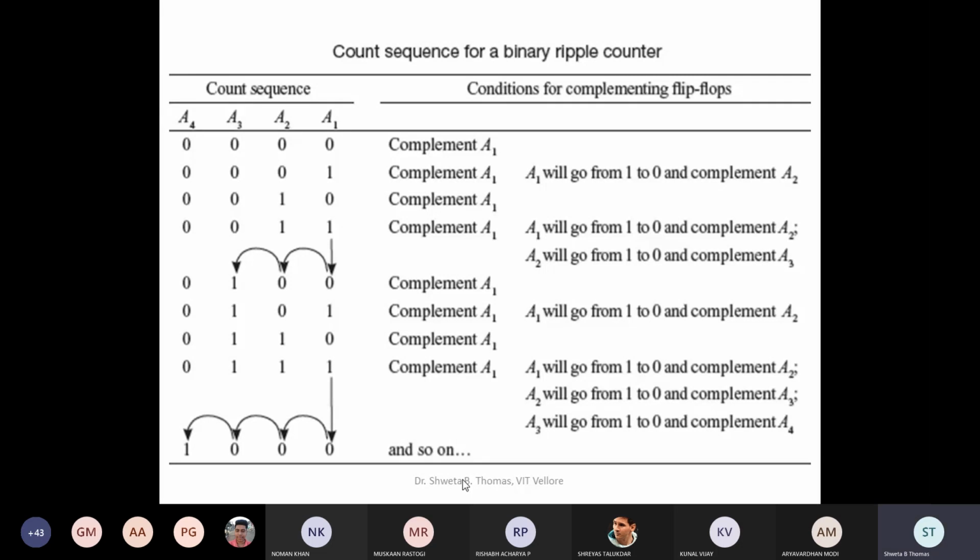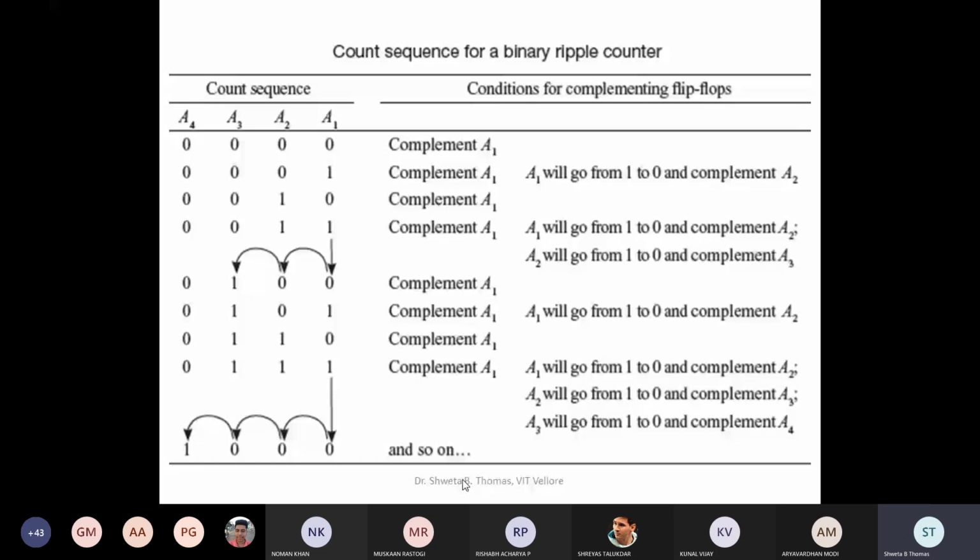Okay. Then again, since A2 goes from 0 to 1, it doesn't complement A3. Next state, 0111, and see last second. When A1 complements 1 to 0, it complements A2. Since A2 also complements 1 to 0, it complements A3. Since A3 also complements 1 to 0, it complements A4. That's it. In this way, it will move on. So this is actually the working of binary ripple counter.